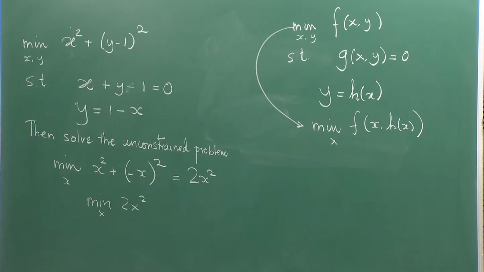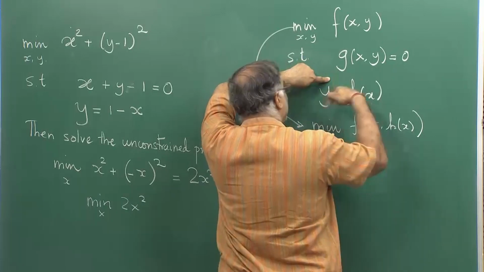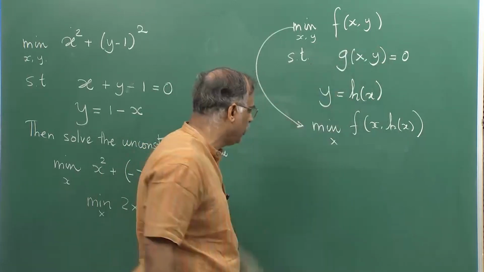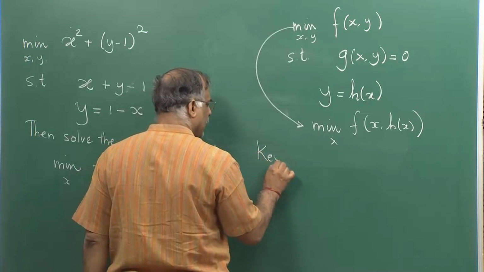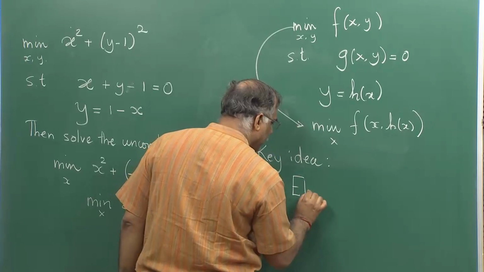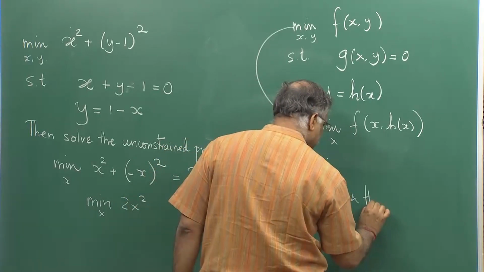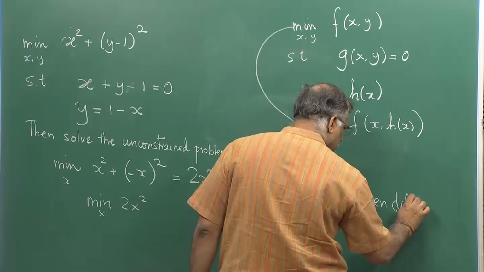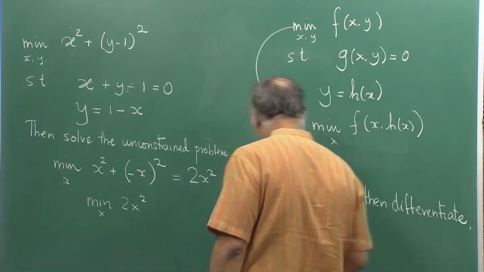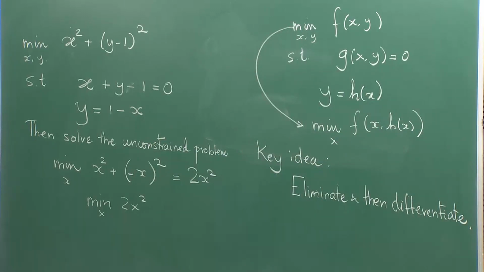So what is the idea? The idea is that first you eliminate y and then you differentiate. Eliminate y, make this a function of x and then differentiate. So the key idea behind constrained optimization is: eliminate and then differentiate. That is what I am trying to tell you.